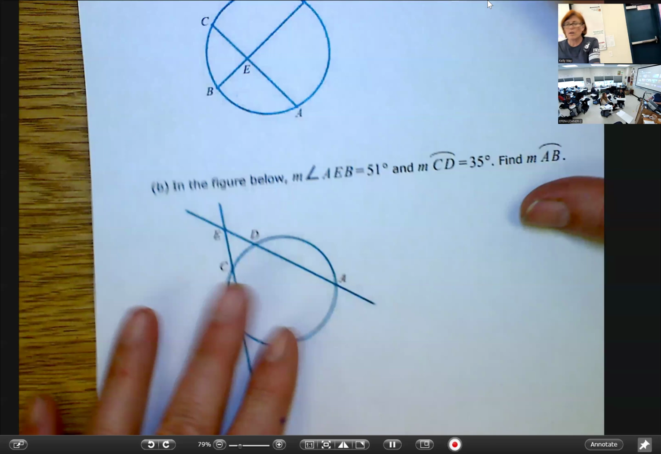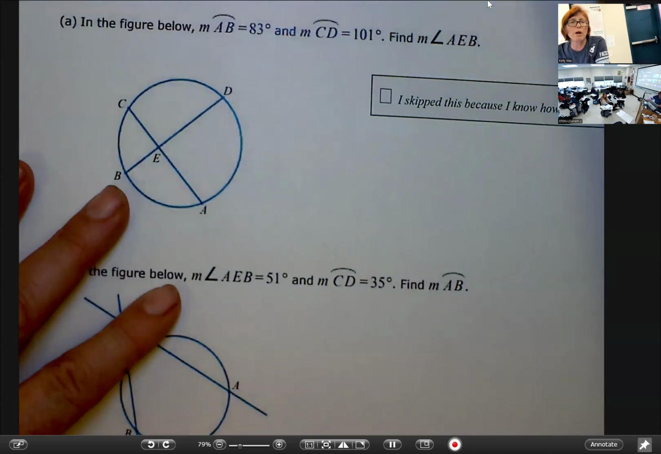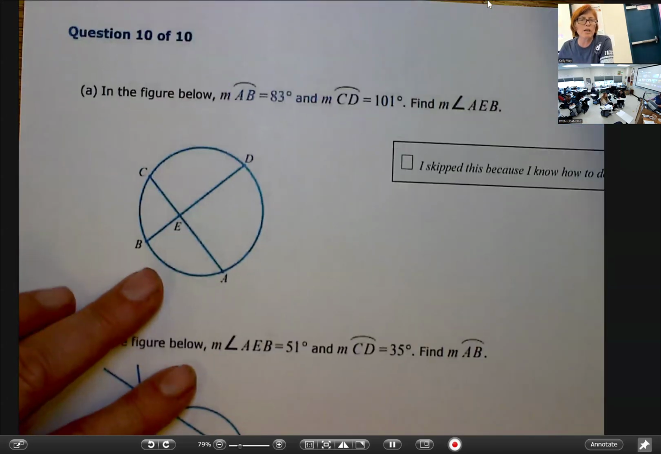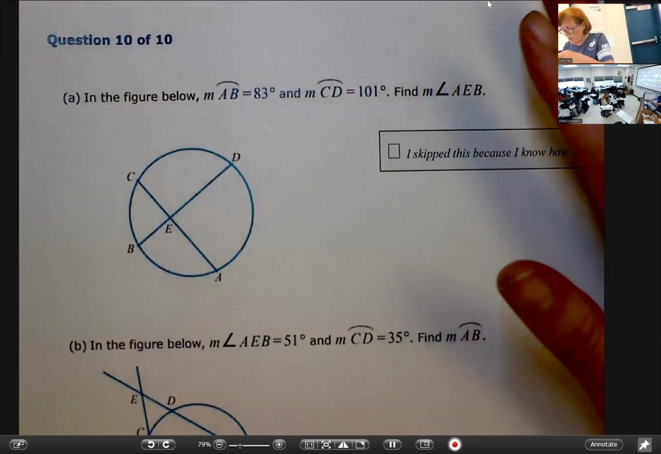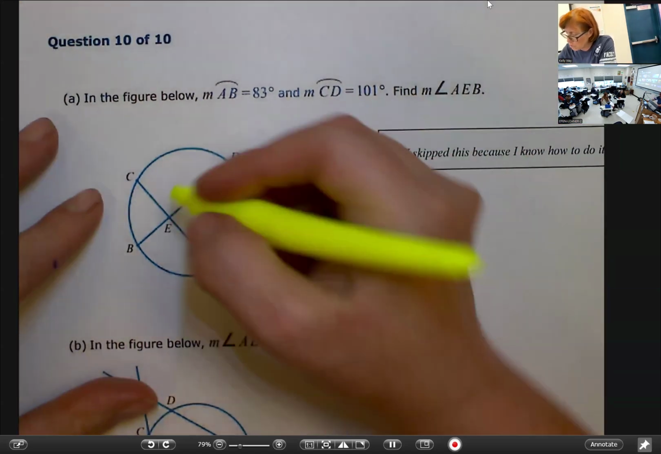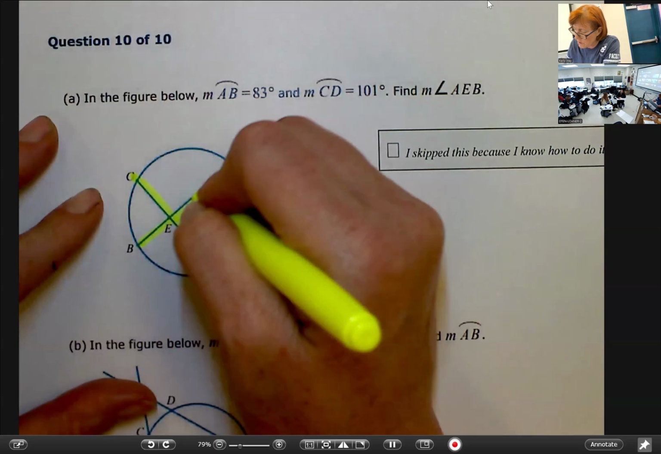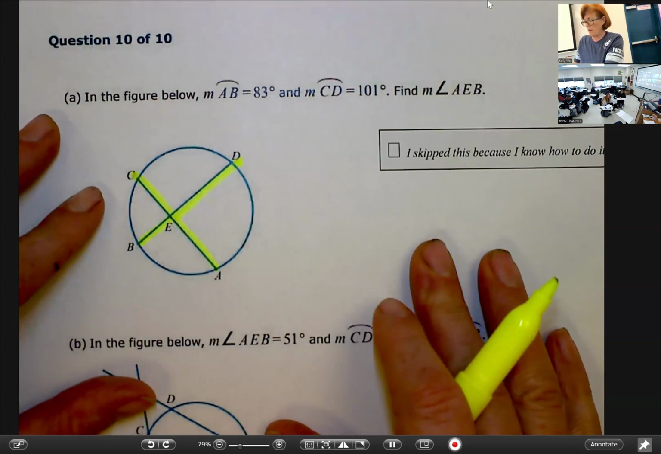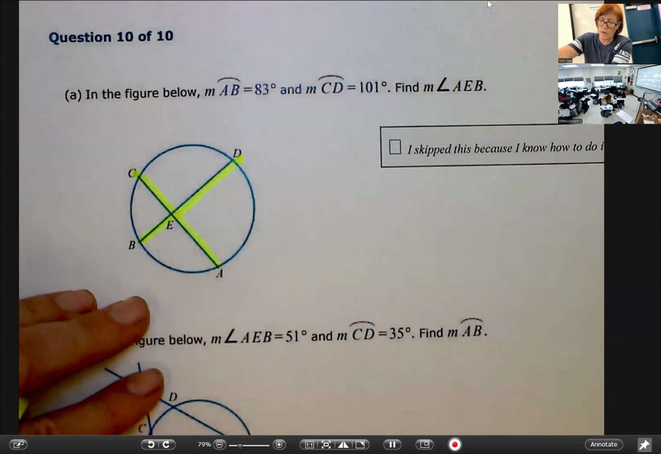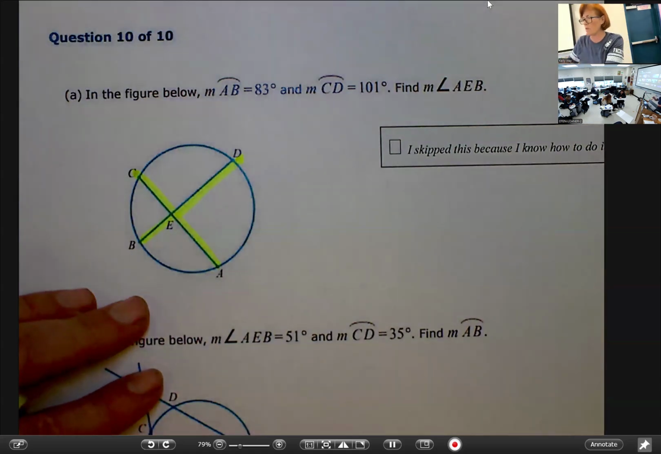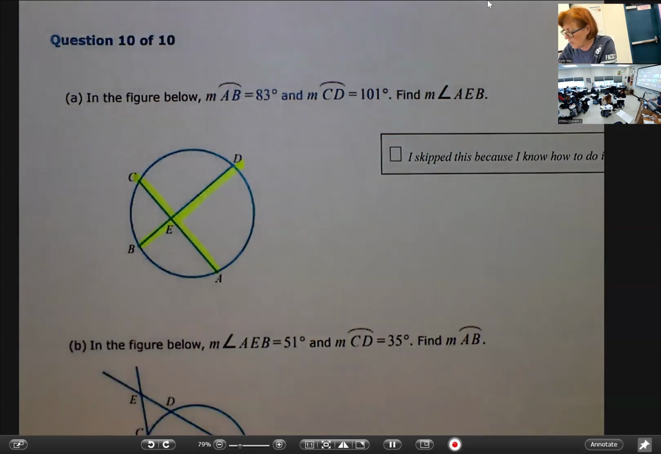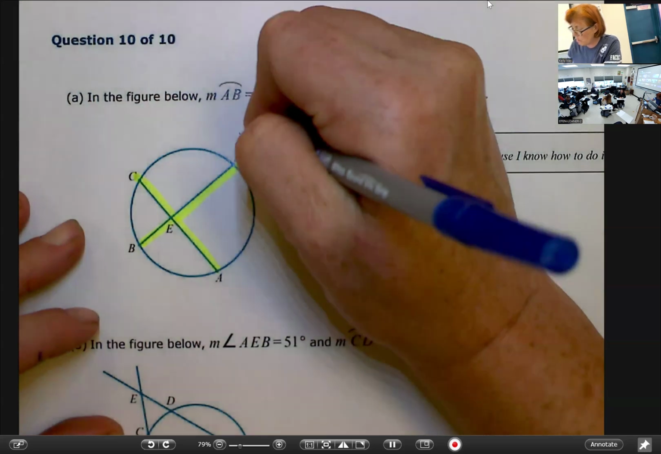What's the next one? Is that it? Yeah, it's 10. Yeah, okay, we skipped it. That's right. I don't do an example of every single problem. All right, taking a look here, step number 1, we're going to trace it. Just trace it. We're going to identify what kind of angle this is. And it is a chord.